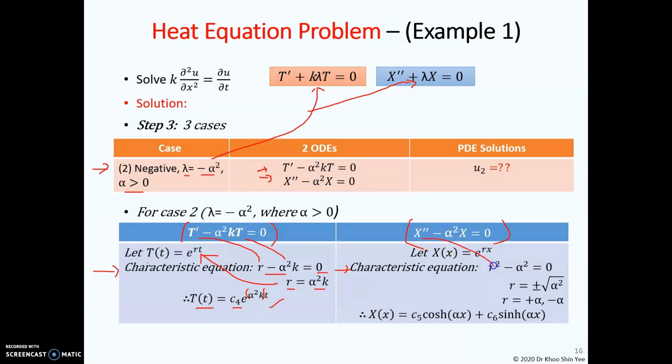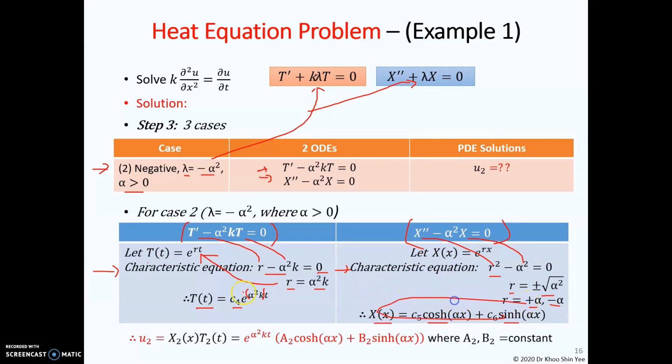By using the same approach, you can convert x double prime into r squared, negative alpha squared x into negative alpha squared. Therefore, you can obtain the root equal to this, and after you compute, you obtain the root equal to plus minus alpha, which is a real number. Therefore, the solution for this ODE is in the function of hyperbolic cosine and hyperbolic sine. Multiply the x and t solutions here, then you obtain the solution for the PDE in the second case, which is equal to this. So the constants C4, C5 and C6 here can be simplified into A2 and B2.